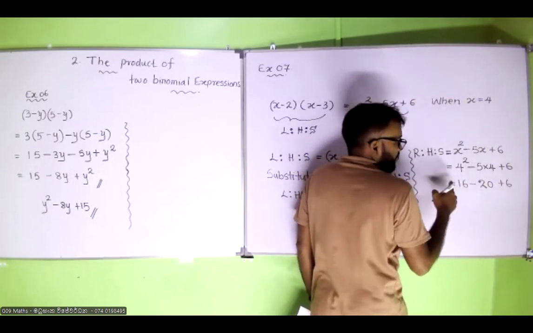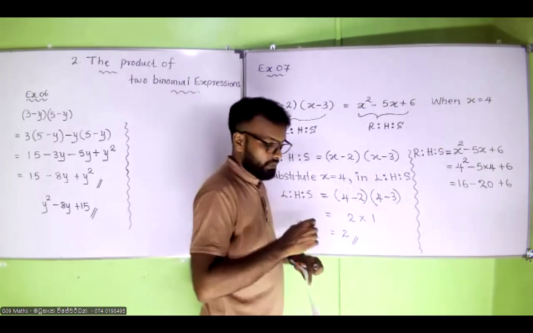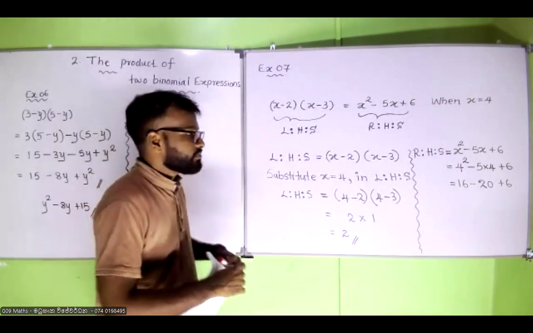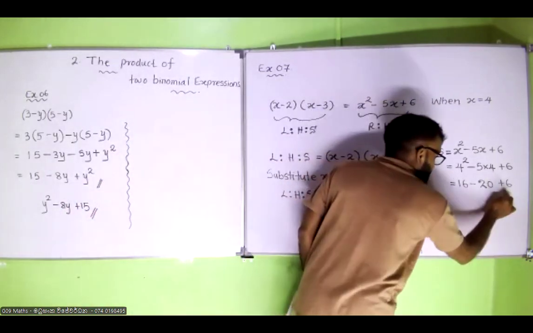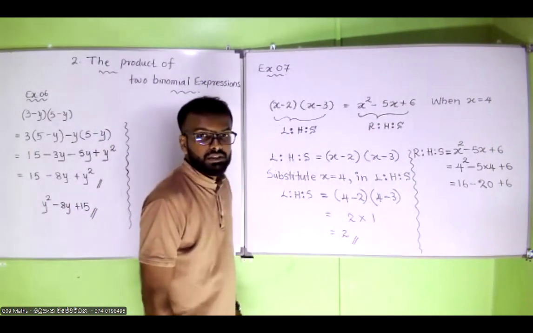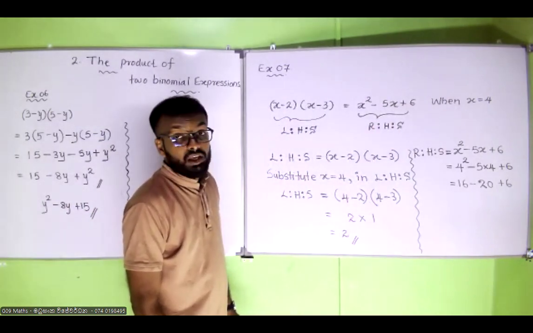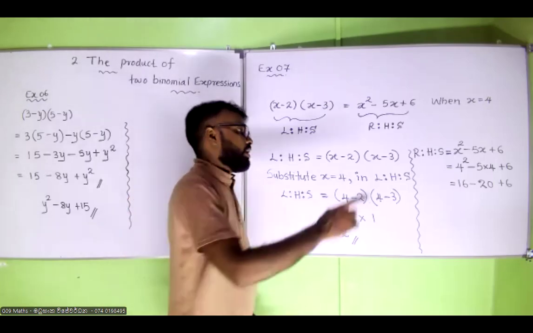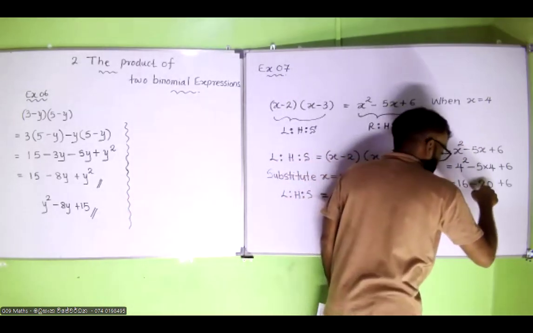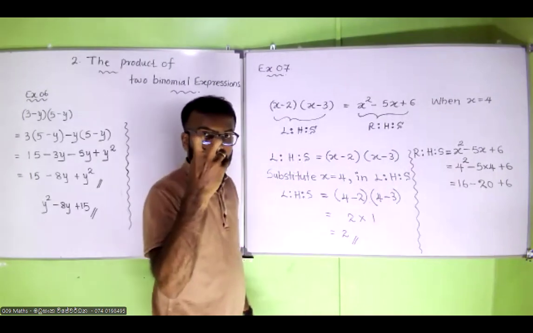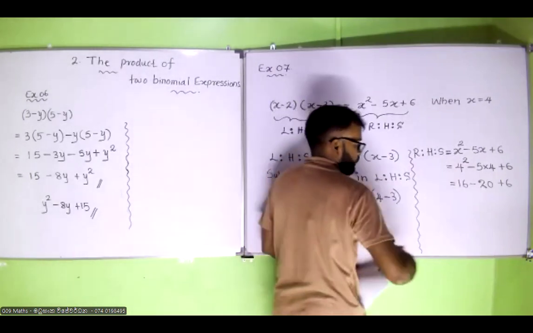So you know how to simplify. 16 plus 6. Here, 16 plus 6. 22. 22 minus 20. Value is positive 2.